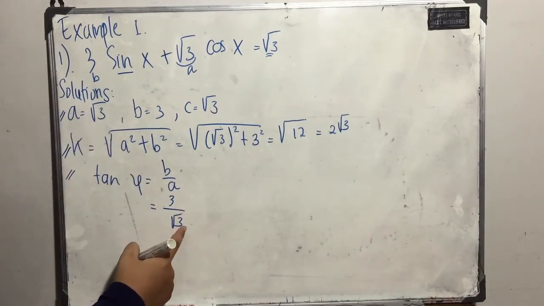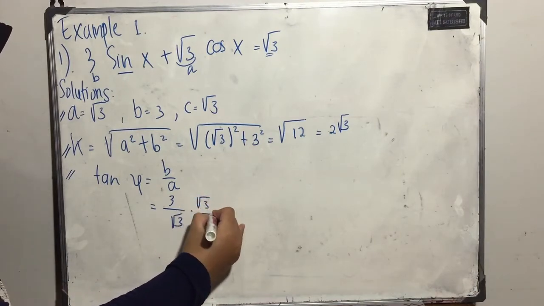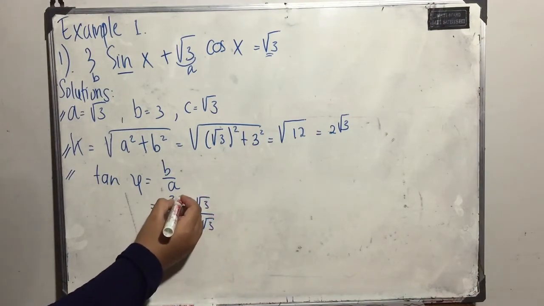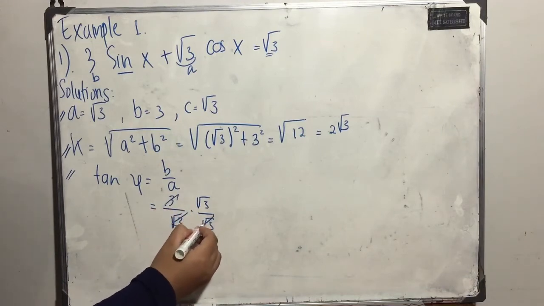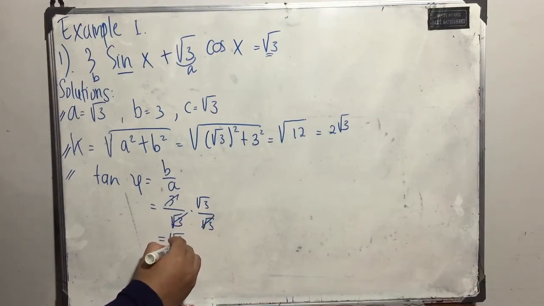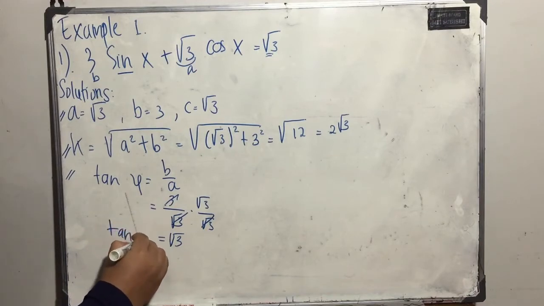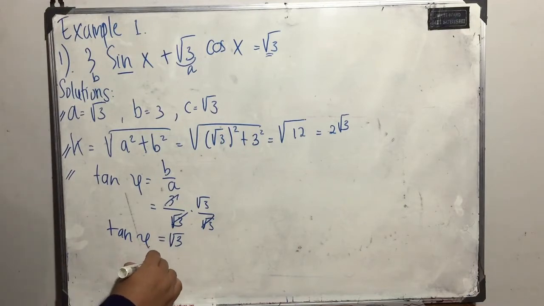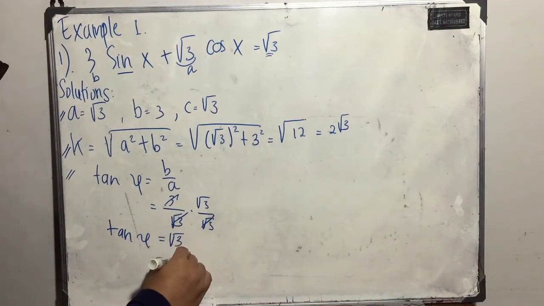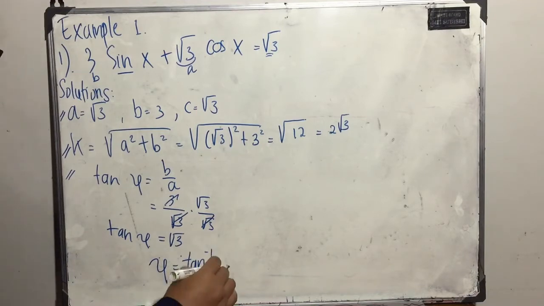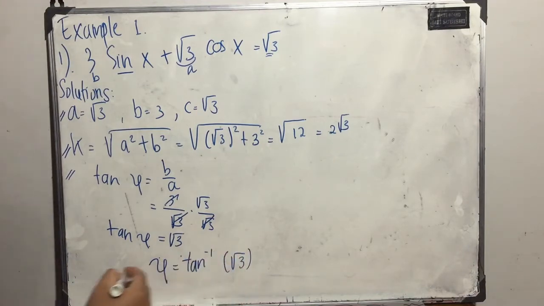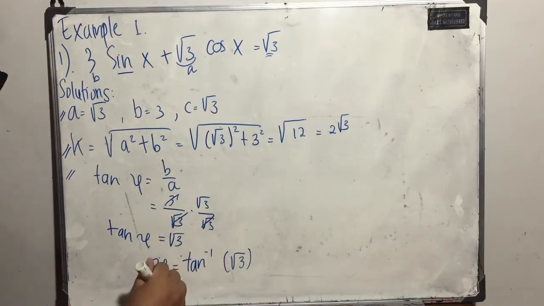So you need to times by square root of 3 over square root of 3. So we can cancel each other between 3 and square root of 3, so that the result is square root of 3, everyone. So this is the tangent mu. So we need to find what's the mu degree. The mu is equal to arctangent of square root of 3. What's the degree of that one? That one is mu of p equal 60 degree, everyone.